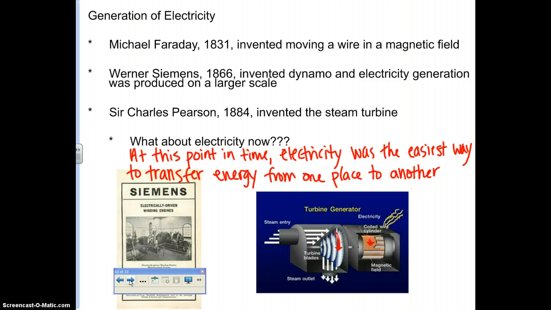Faraday in 1831 invented moving a wire into a magnetic field, and then Siemens in 1866 invented the dynamo, and electricity generation was produced on a larger scale. Pearson then in 1884 invented the steam turbine. So what about electricity now? Well, at this point in time, electricity was the easiest way to transfer energy from one place to another.